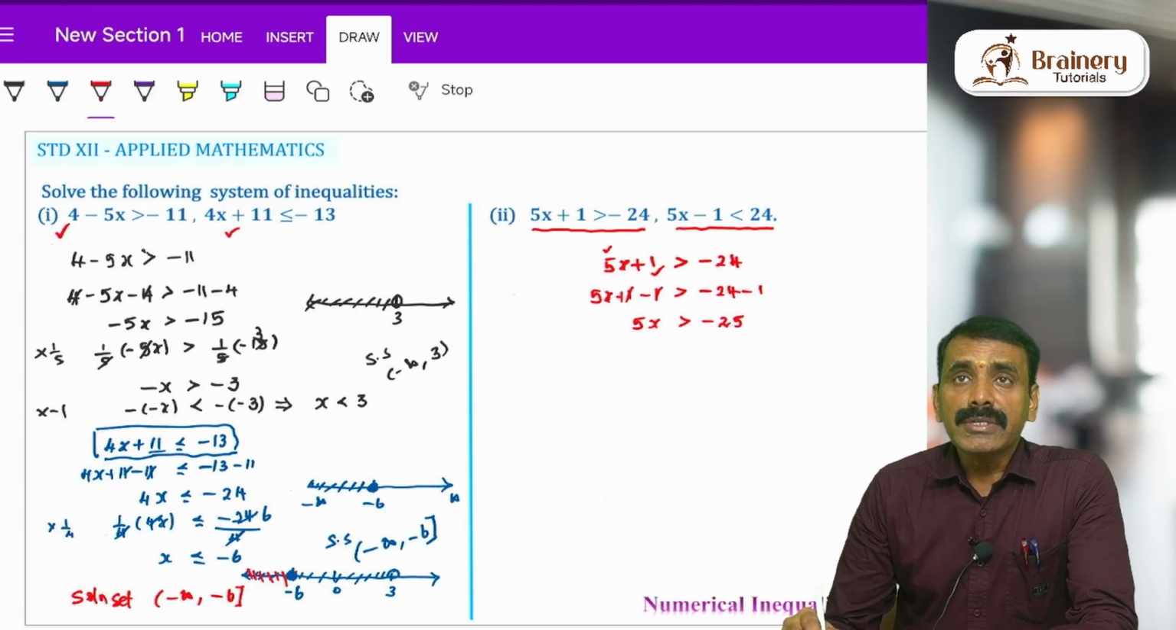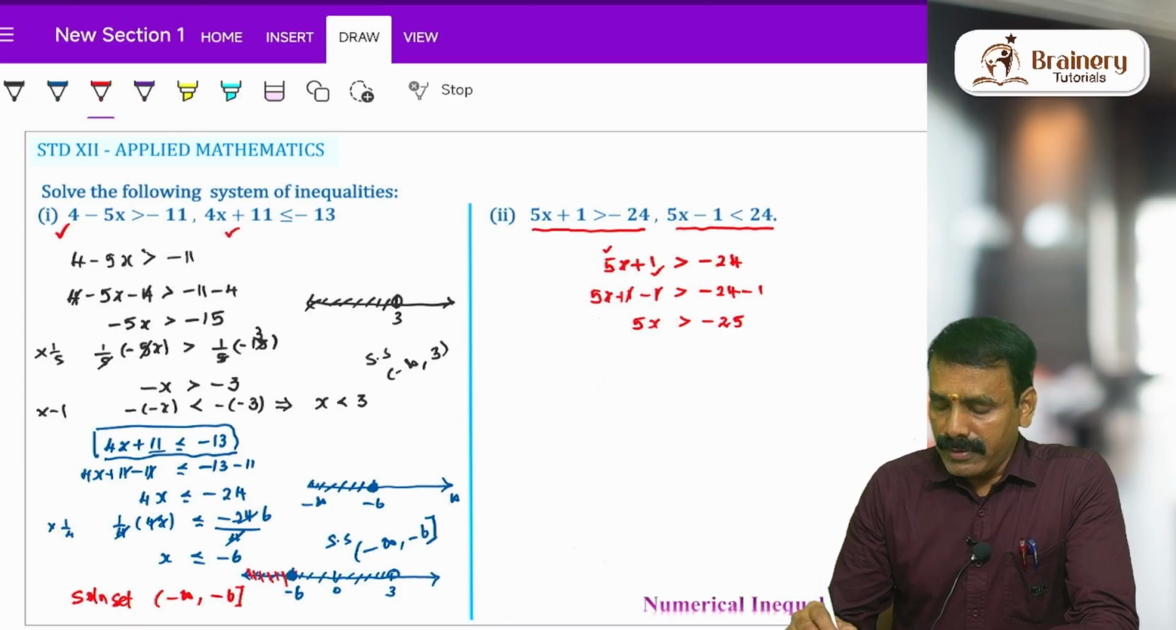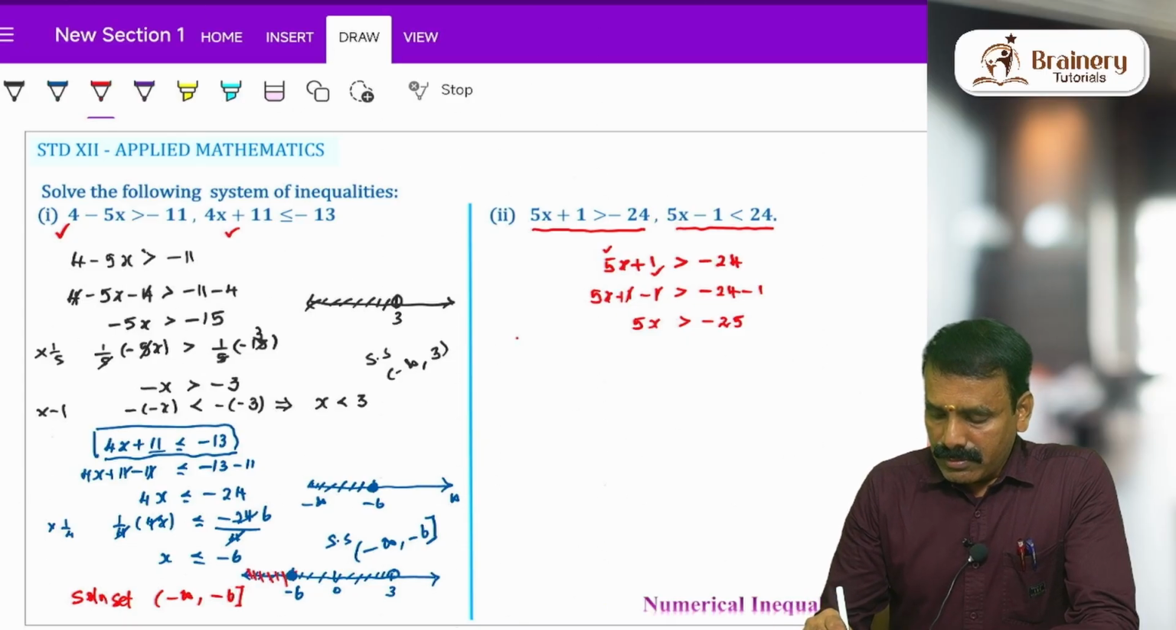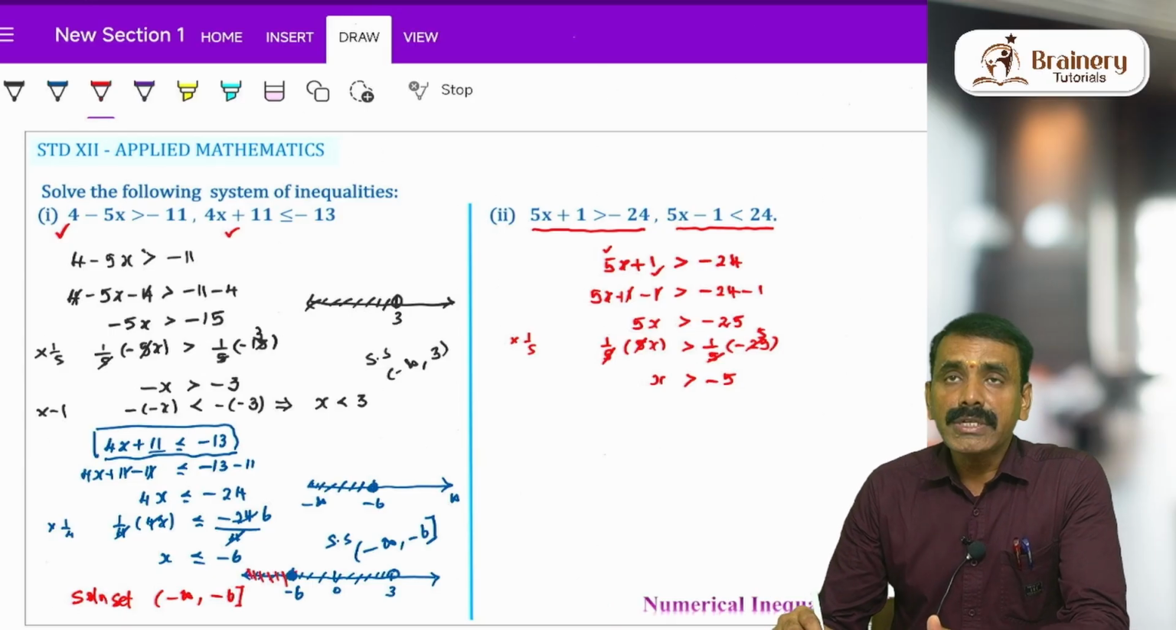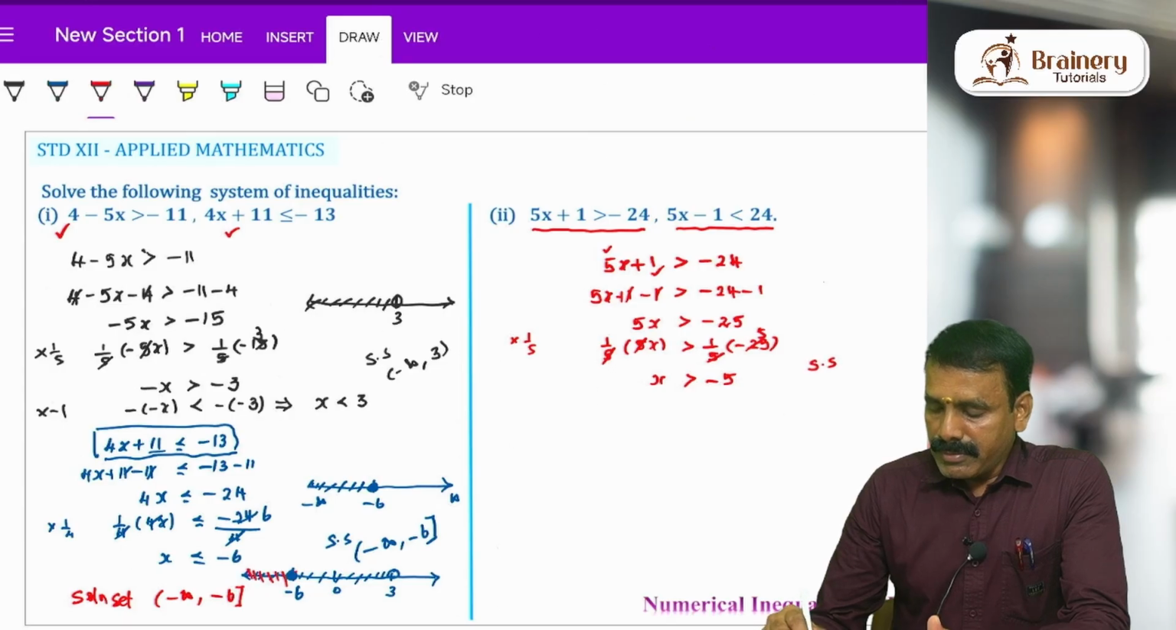Again, I want to remove this 5. 5 is in multiplication, so what should I do? I should multiply by the multiplicative inverse of 5, that is 1 by 5. So 1 by 5 into 5x is strictly greater than 1 by 5 into minus 25. So 5 cancels, and x is strictly greater than minus 5.